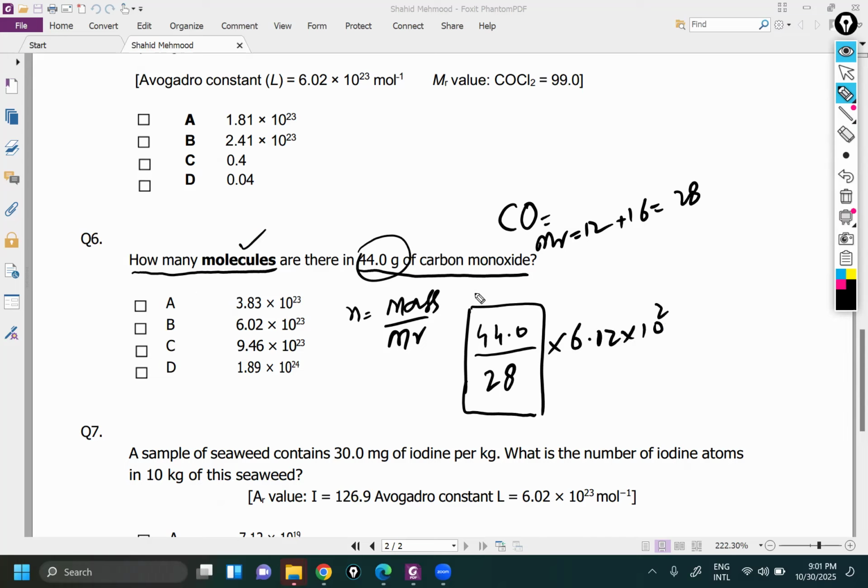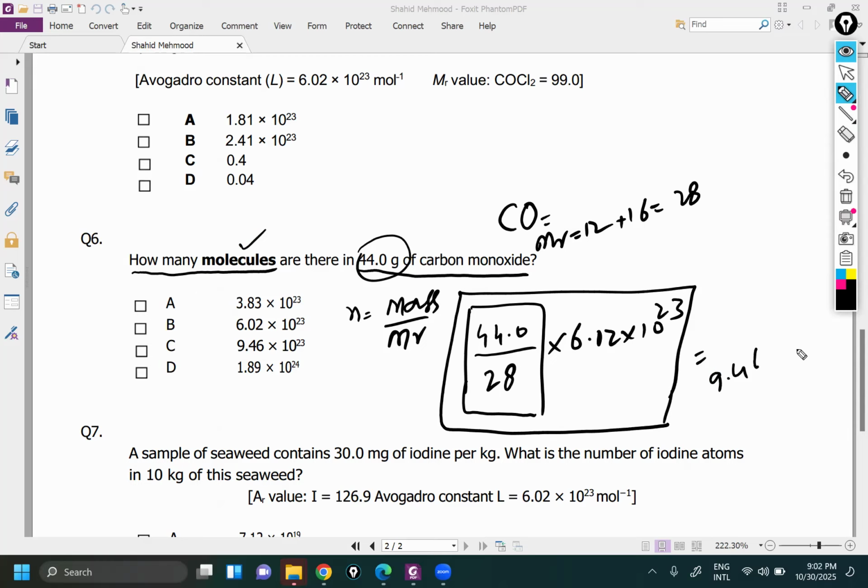Now in this case, they are asking only the molecule, so we will only use the first two boxes. So 44 divided by 28 times 6.02 times 10 raised to the power 23. Our correct option will be 9.4 times 10 raised to the power 23. So the correct answer is option C.